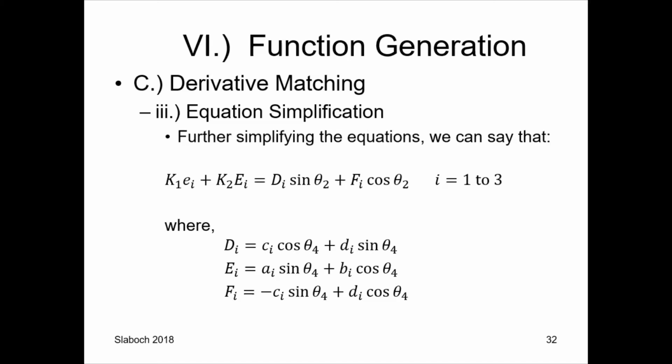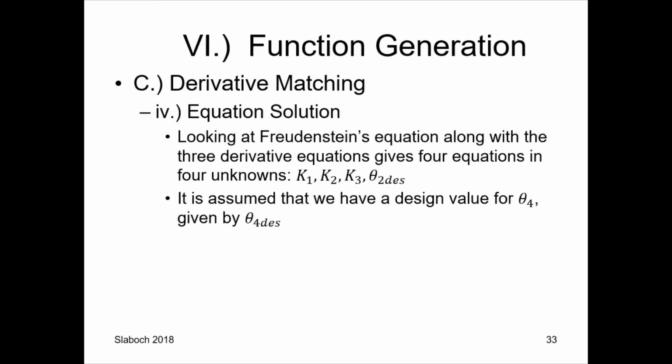So then you can simplify the equations even more by putting in these other coefficients. So for first, second, and third derivative, you'll get one of these equations. So then that will be D, E, and F for 1, 2, and 3. So if we look at Freudenstein's equation plus the three derivative equations, then we have 4 equations and 4 unknowns. So 3 of the unknowns are the K coefficients, K1, K2, K3, and then the operating point, theta 2 desired.